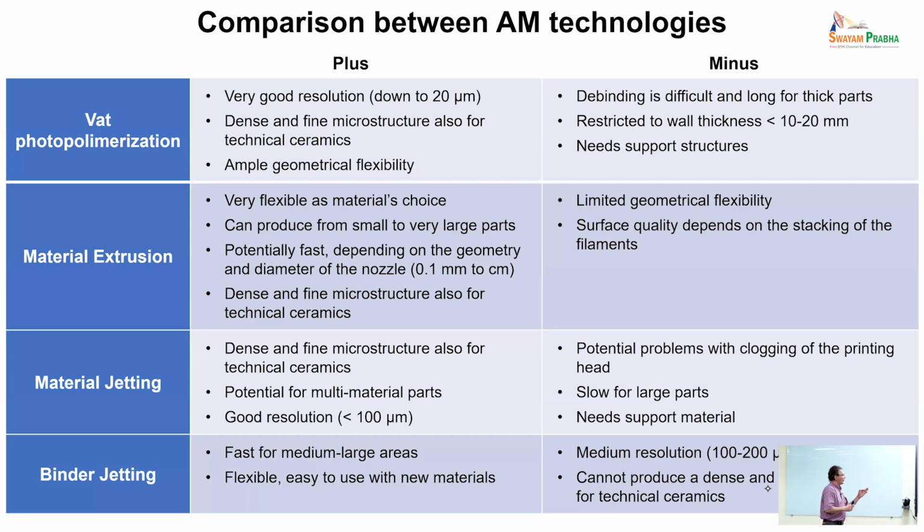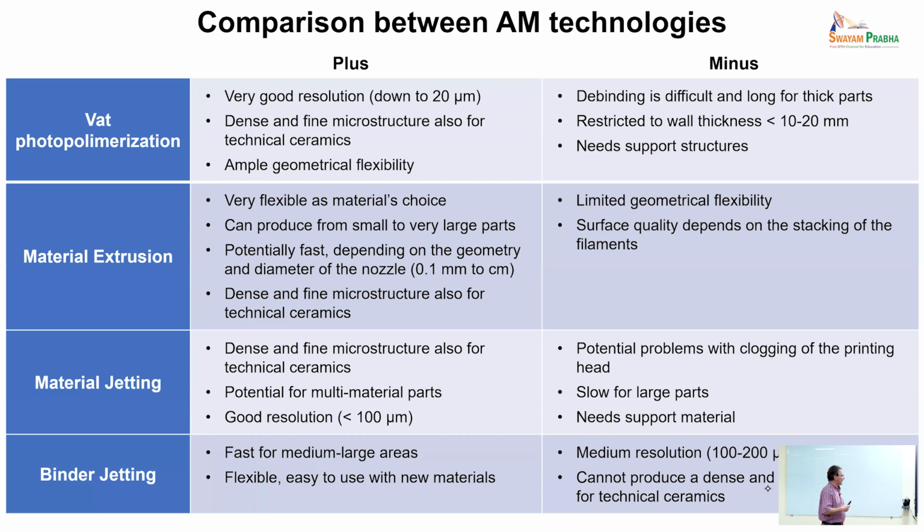And then in terms of surface quality, since you are extruding through nozzles that have a minimum of 200 microns in size, if you have a highly filled filament, you typically cannot go below 300 microns, so the stair-stepping effect is much more evident. Material jetting has problems with clogging of the printer head, is very slow for large parts, and often you need a support material.